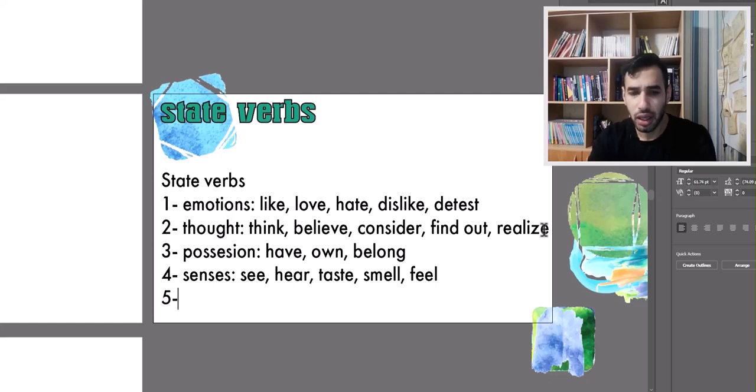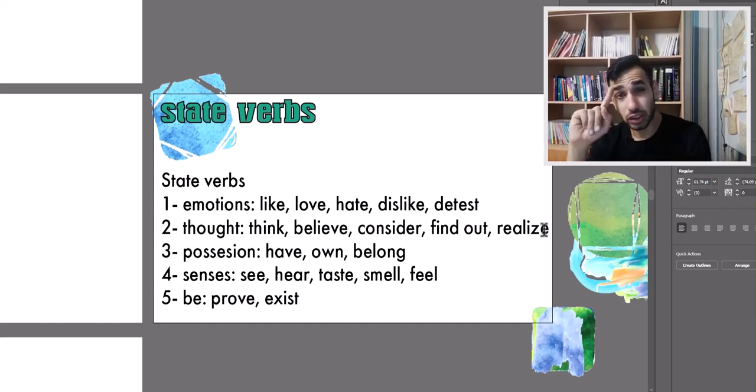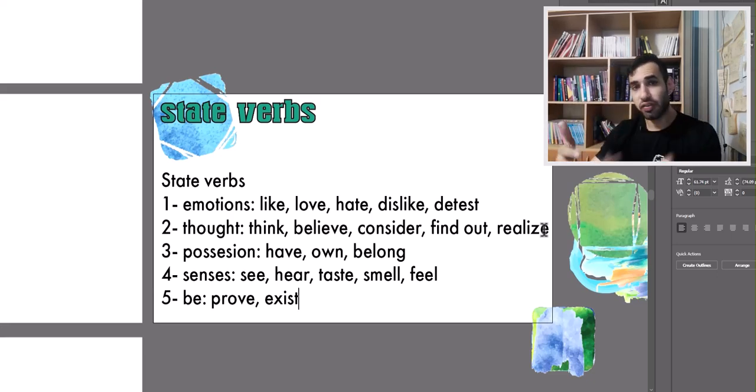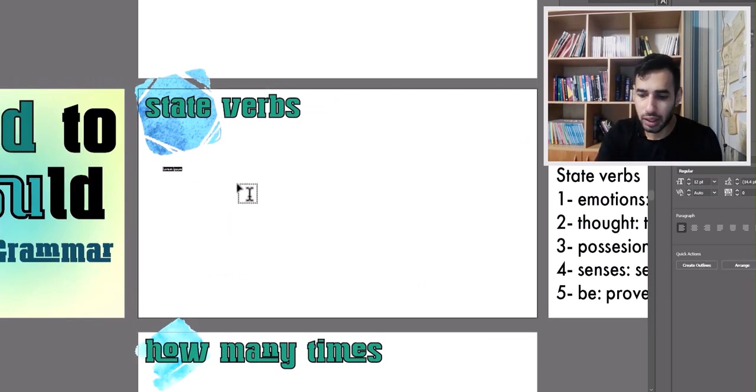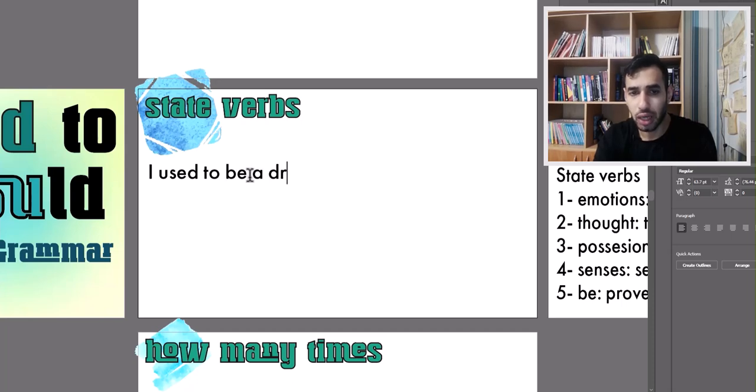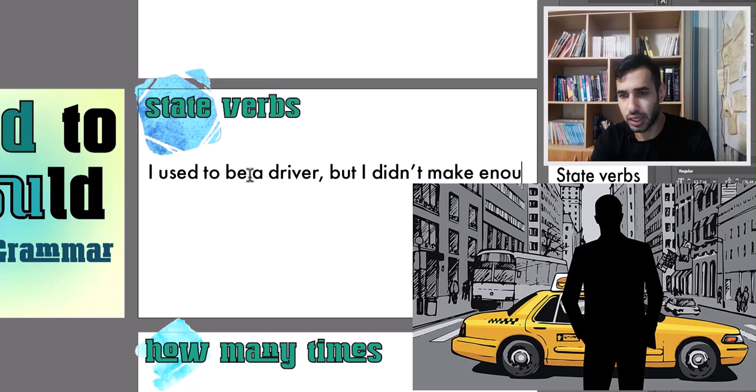And verbs that talk about being, for example, prove, meaning be or exist. Am, is, are, be. I used to be, but it's not correct to say I would be. I can say I would be for other uses of would, but this kind of would is not used with these verbs. I say I used to be a driver, but I didn't make enough money.